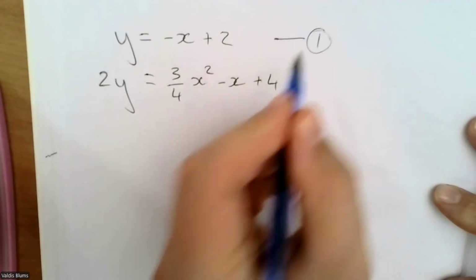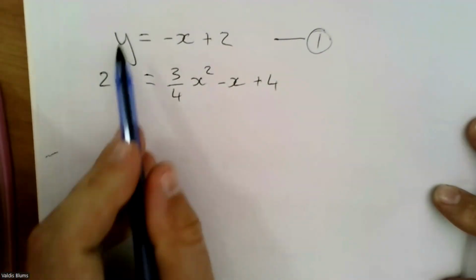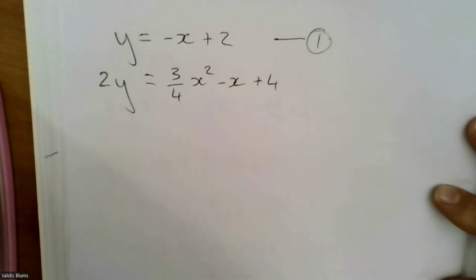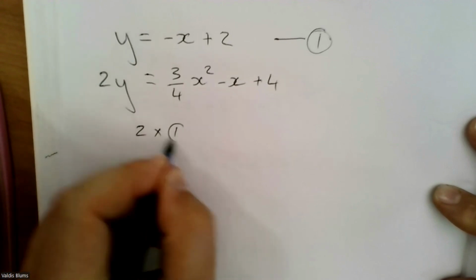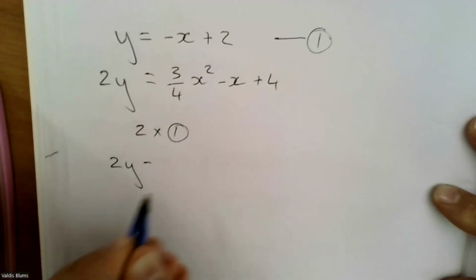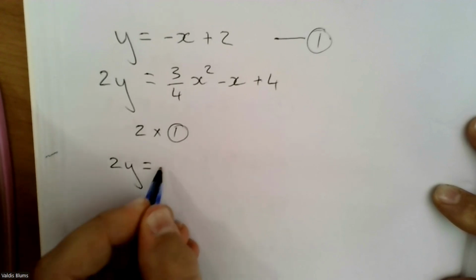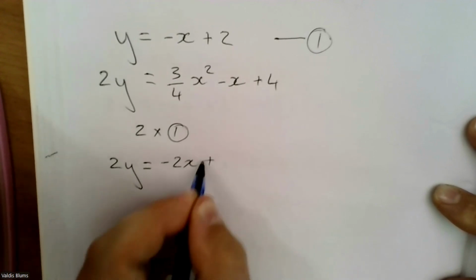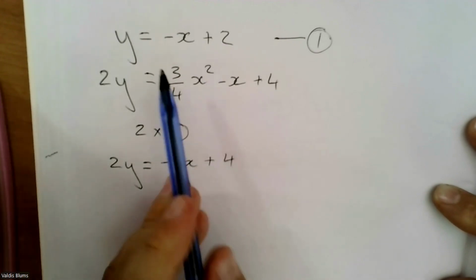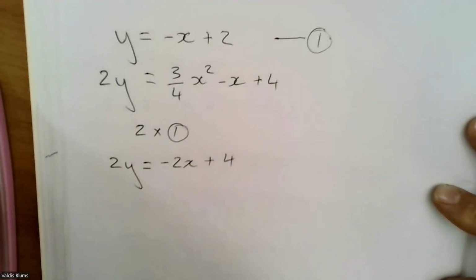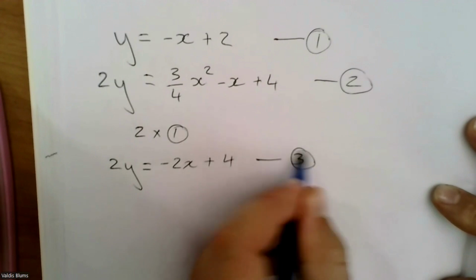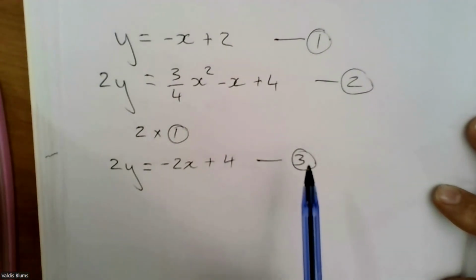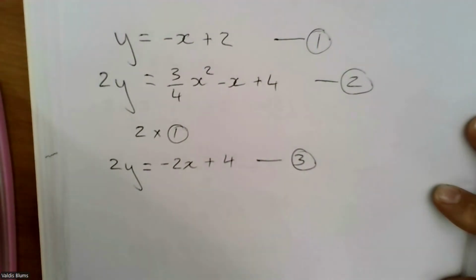Now, if I label this as equation one, to make these have the same coefficient out the front, so we can use either the substitution or elimination method, I need to scale equation one by a factor of two. So 2 times equation one gives me 2y minus 2y is equal to negative 2x plus 4. So I'm scaling every term in that equation by a factor of 2. Let's just call this one equation 2. Let's call this equation 3. And so I'll be using equations 3 and 2 to solve this simultaneous equation.